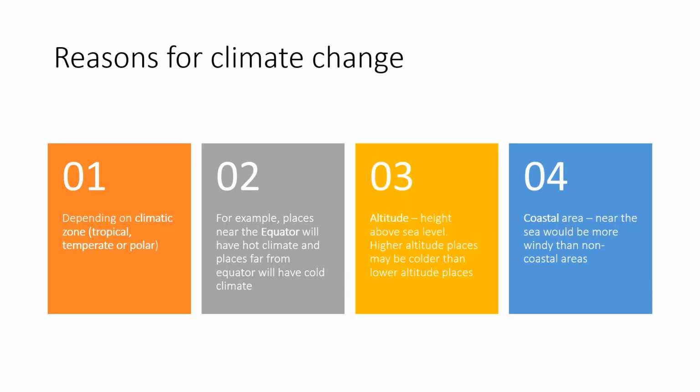What are the reasons for climate change? First, it depends on climatic zone. For example, tropical, temperate or polar. For example, places near the equator will have hot climate and places far from the equator will have cold climate.